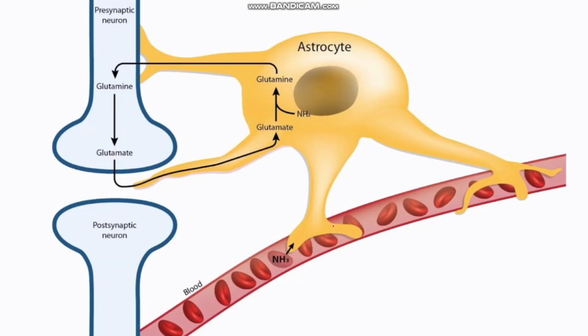Now why does hyperammonemia result in neurological deficit? आखिर hyperammonemia की वजह से neurological problems क्यों होती हैं, उसकी हम बात करते हैं. Now this is a very simple diagram जो मैंने इंटरनेट से उठाई है, a very good diagram of the glutamate glutamine cycle. So this is the presynaptic neuron.